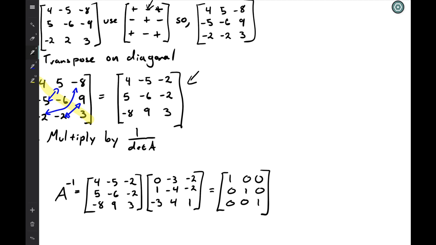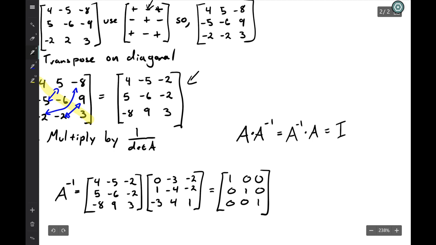And remember, whenever you check an inverse, you don't only have to check A times A inverse. You also have to check A inverse times A. These both need to be equal to your identity matrix.